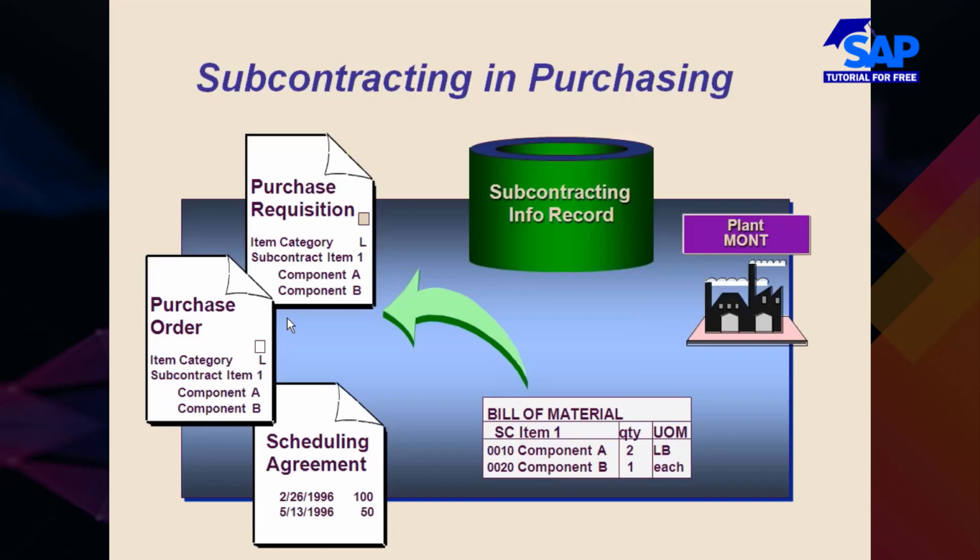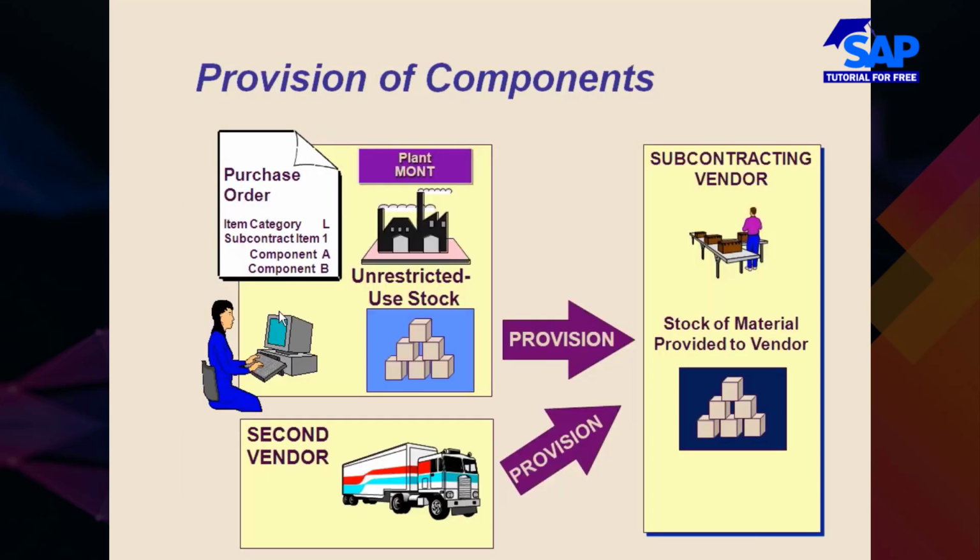Subcontracting in purchasing, as we discussed just now: you have to have the subcontracting material, you have to have the subcontracting vendor, you also have to create a bill of materials, plus you have to have a subcontracting info record. These are 4 master data requirements to be fulfilled. What are they? Material and subcontracting vendor, those 2, plus you have to create a bill of materials for the main product. Then you have to have an info record. Once you have all these 4 requirements, then you are ready to go ahead.